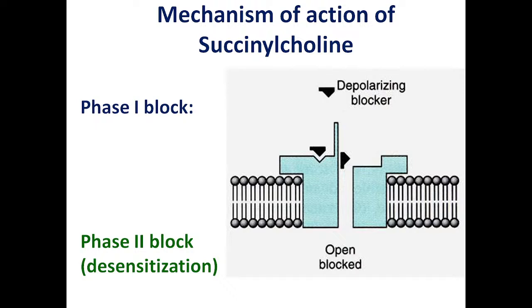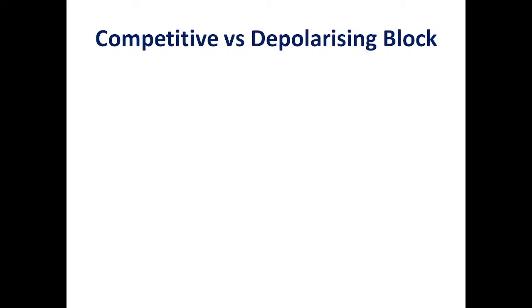The reason for the desensitization is not clear. I will not burden you with hypotheses where we don't know what is true. So for your level, it is enough to know that the NM receptor becomes desensitized, and that is called the phase 2 block of the non-competitive or depolarizing block. So it is desensitized, it's repolarized but not responding to a stimulus. So that is called a phase 2 block.